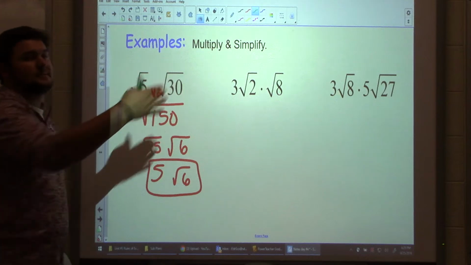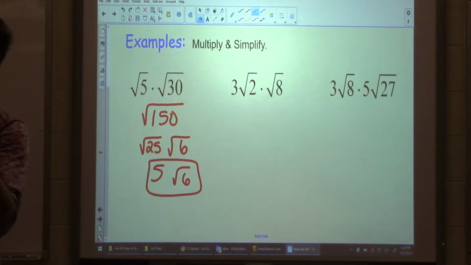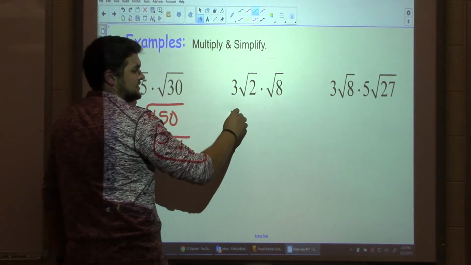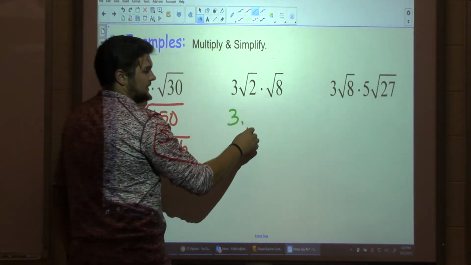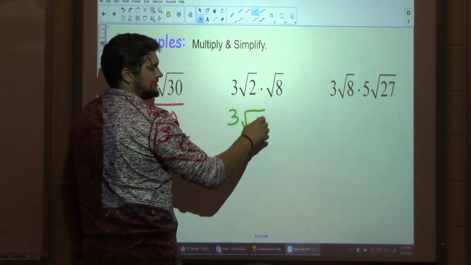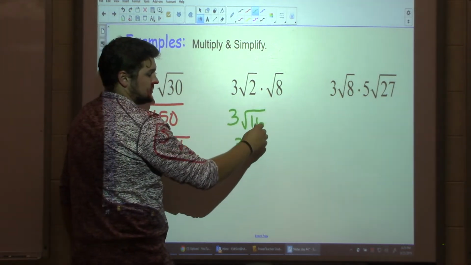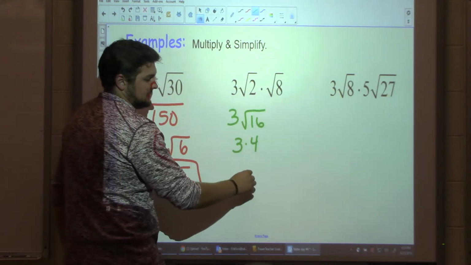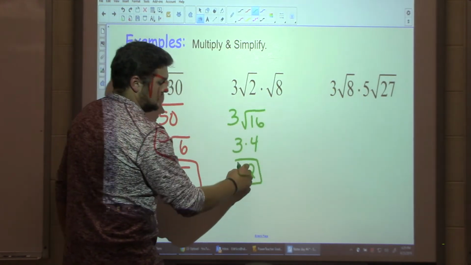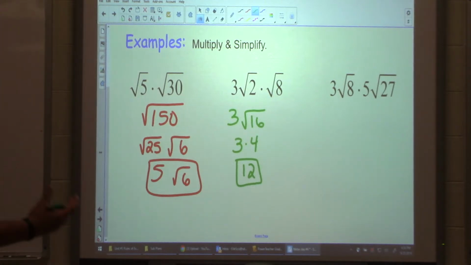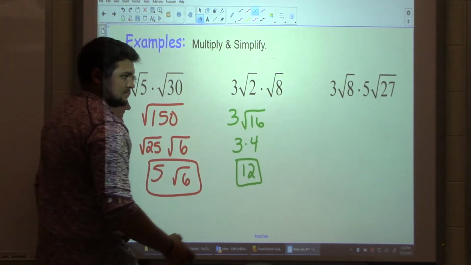The next one here: 3 square roots of 2 times the square root of 8. We are only multiplying what's under the radical in this one. Right? There's no other whole number to multiply 3 by, so it just stays out front. Becomes the square root of 2 times 8, which is 16. Well, the square root of 16 is 4, so I get 3 times 4, which is 12. It's okay to get a whole number answer. That's actually really great. Won't always work, but sometimes we do get whole numbers.